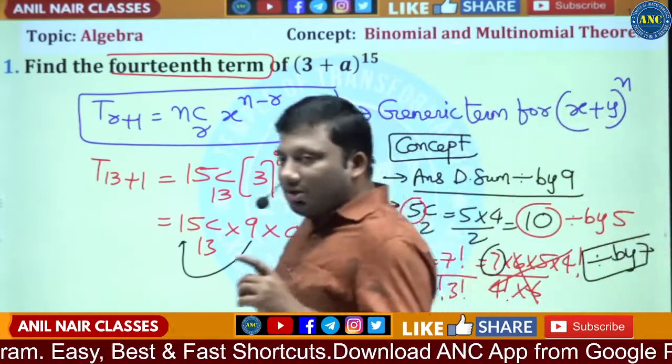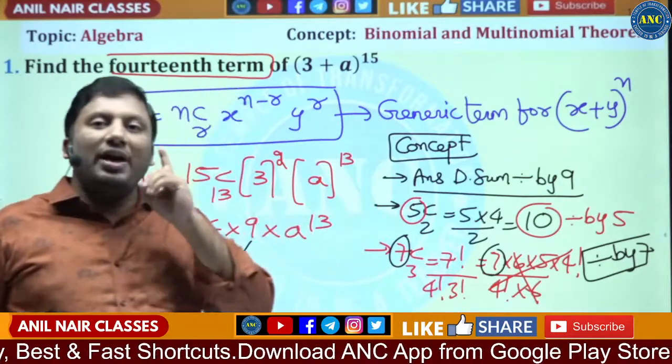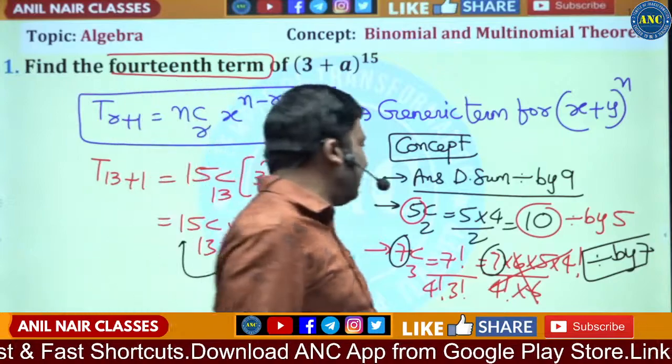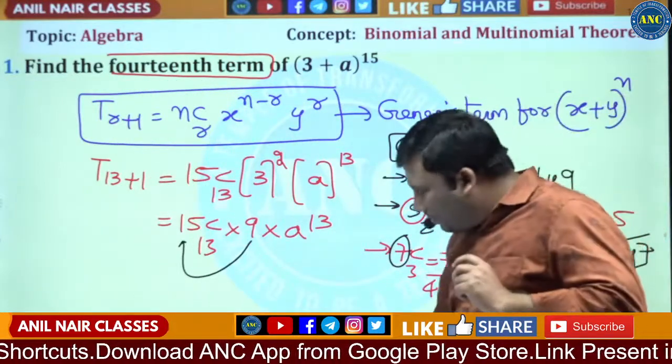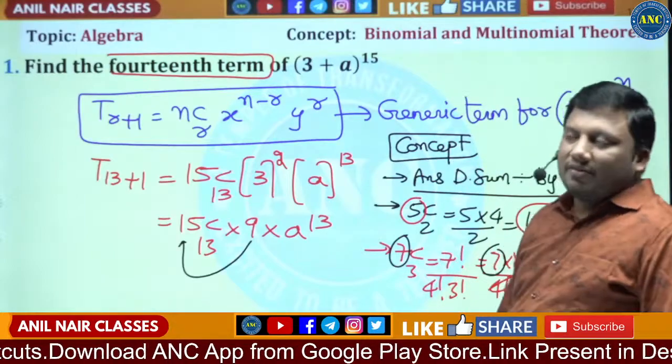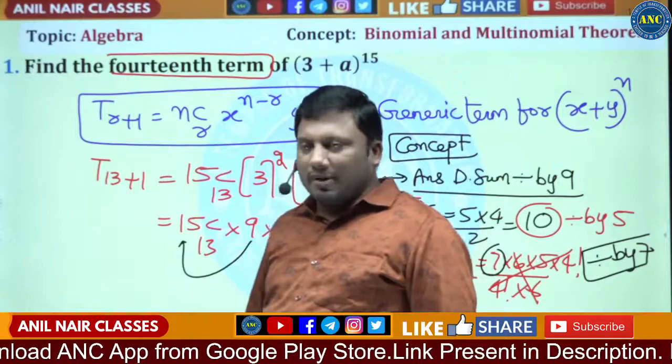Please do not waste your time in solving any of these problems. Play with the answer options and eliminate them. So 5C2, 5 is a prime number, so the answer will be divisible by 5. 7C3, the answer will be divisible by 7.